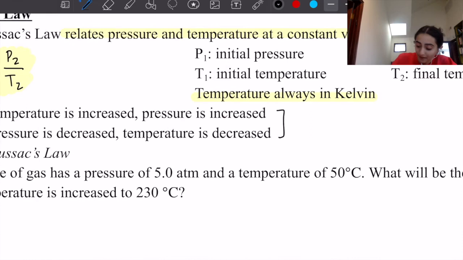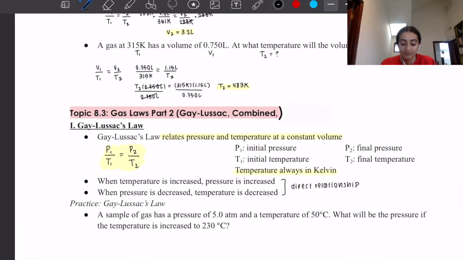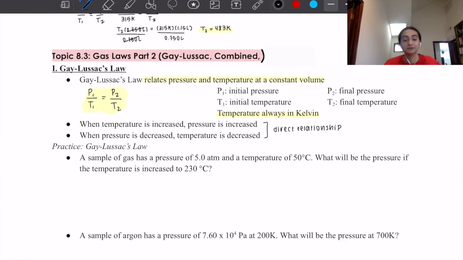So as I mentioned briefly in the past video, this is a direct relationship because as one variable increases, the other one does as well. Just as a reminder, an inverse relationship is when as one variable increases, the other variable decreases, which can be seen in Boyle's law. So now let's do some practice with Gay-Lussac's law.